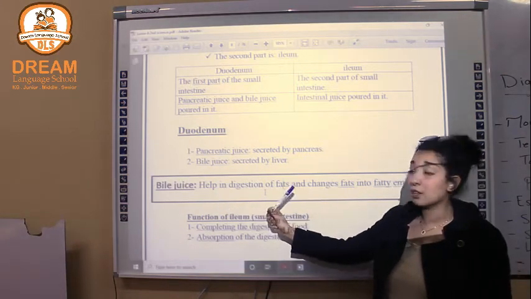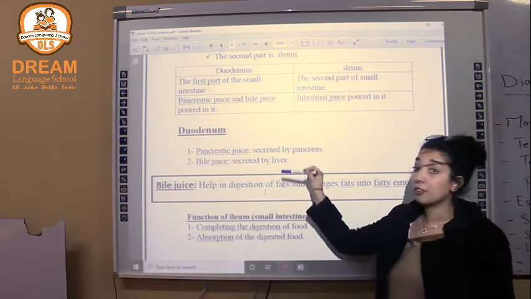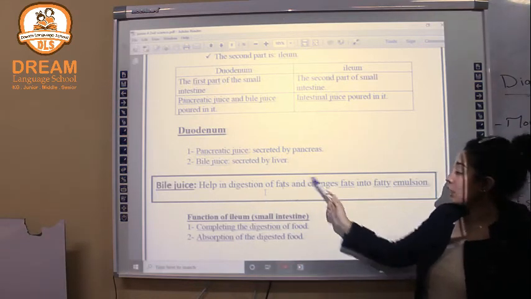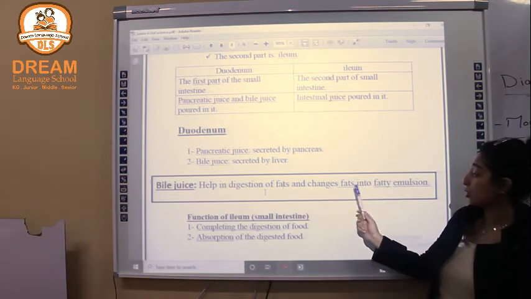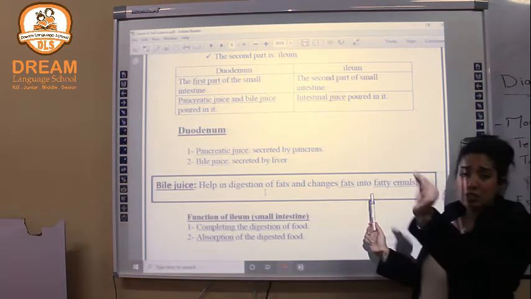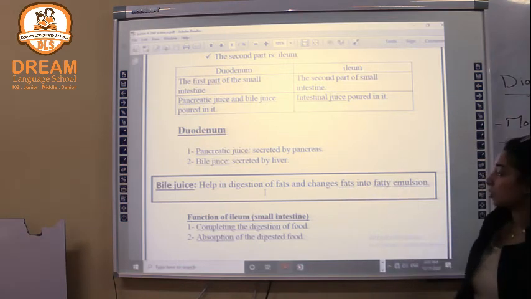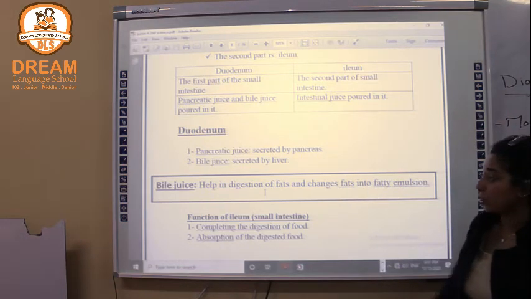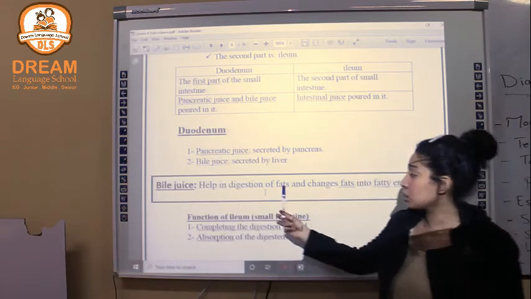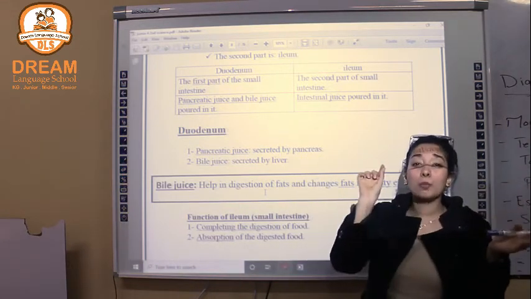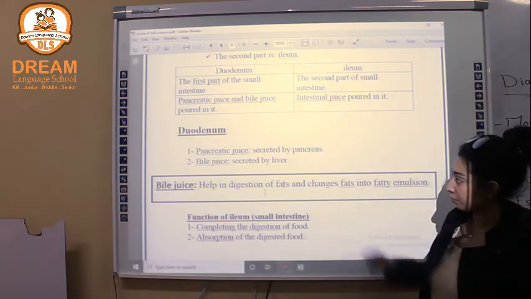Bile juice digests the fat. Very important. So the bile juice digests the fat and changes fats into fatty emulsion. Fatty emulsion means small pieces of the fats. So I have bile juice helping digestion of fats. The fat is big and fatty emulsion is very small.